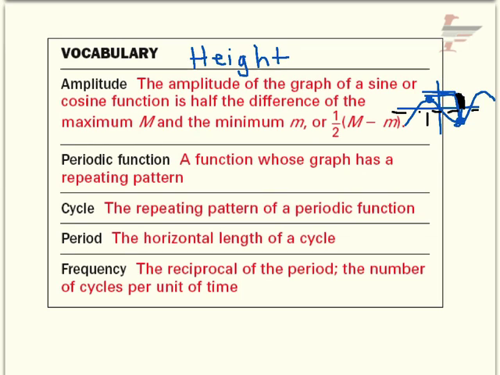A periodic function is just what we graph, so it's a function whose graph has a repeating pattern. Obviously sine waves and cosine waves go on forever. A cycle is the repeating pattern of a periodic function.